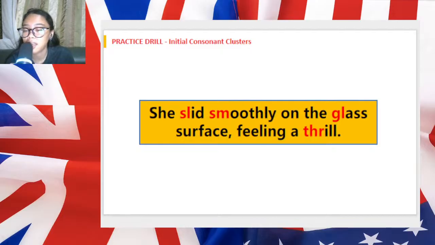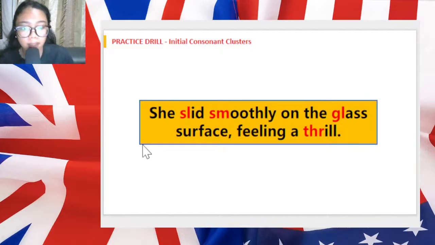Okay, next. She slid smoothly on the glass surface, feeling a thrill. All right, there are four consonant clusters in total. We have first SL, followed by SM, and then GL, and lastly THR. Again, the sentence is: she slid smoothly on the glass surface, feeling a thrill.